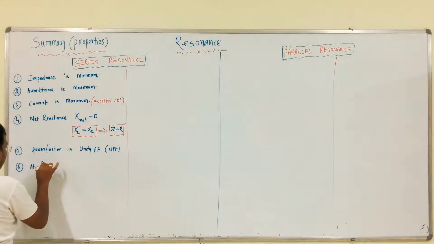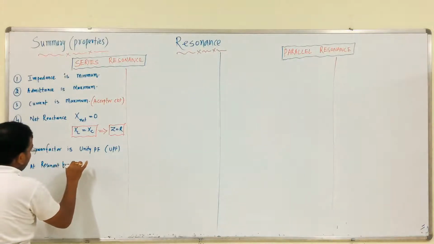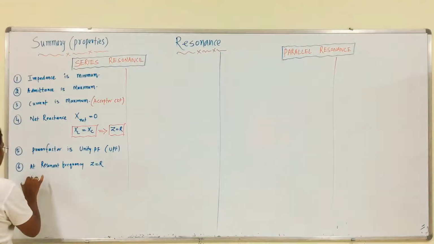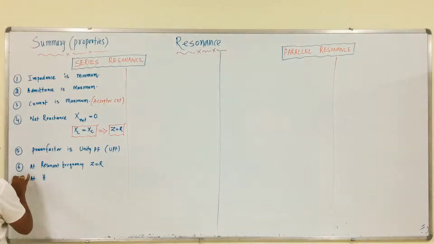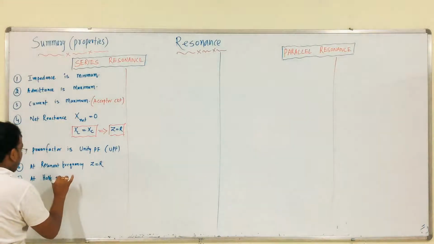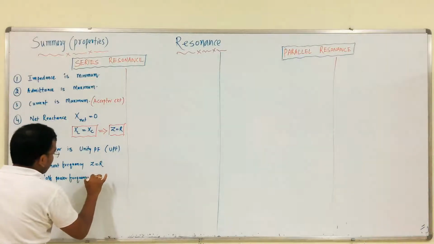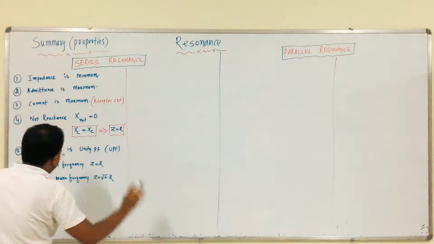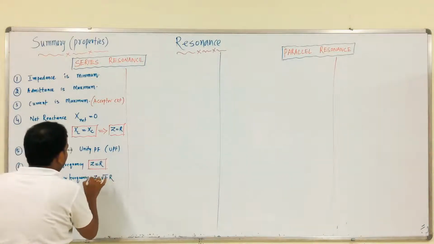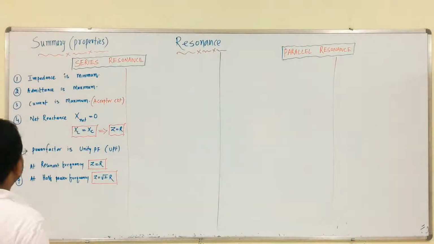Next, sixth one, at resonant frequency Z is equal to R. Seventh one, at half power frequency Z is equal to root 2 R, right? At resonant frequency Z is equal to R, at half power frequency Z is equal to root 2 R. So, power factor is completed, UPF.